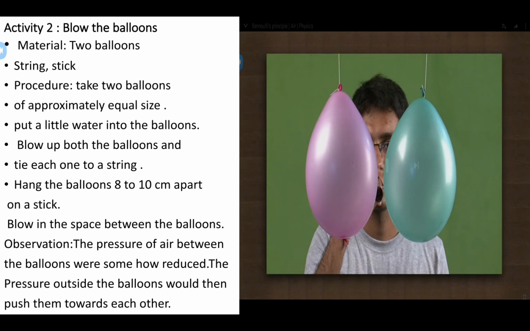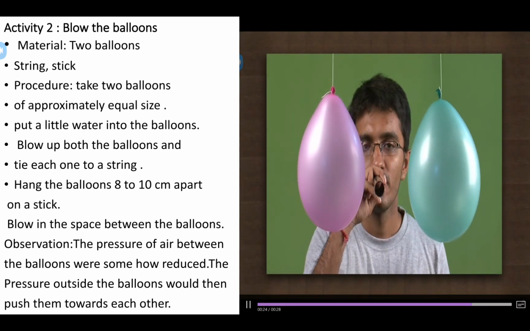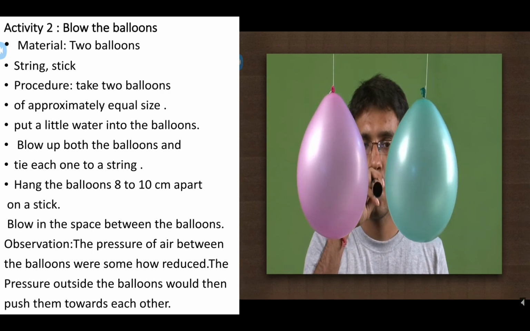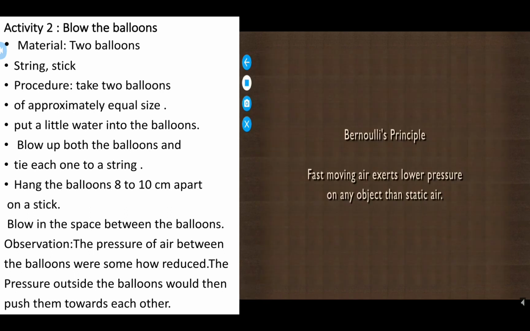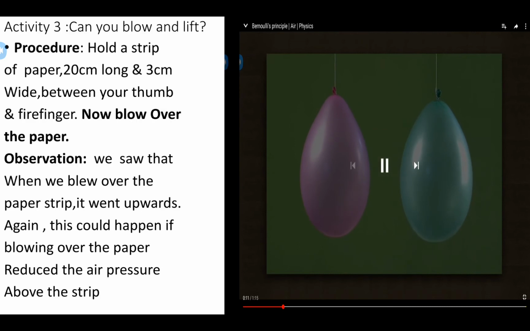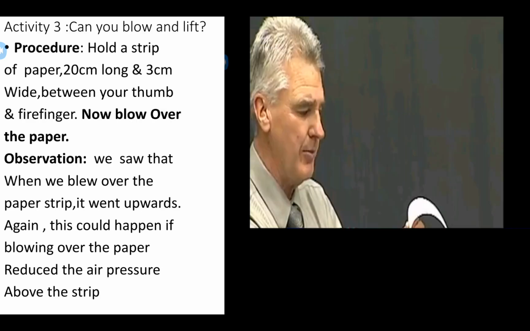Generally we can think that when we blow the air, the balloons slightly move toward each other. But here the blown air is high speed wind accompanied by low pressure. So that's why the atmospheric air around the balloons has high pressure that pushes the balloons toward each other. You can observe clearly. So from this activity, what do you understand? High speed winds are accompanied by low pressure. So this activity explained it very clearly.